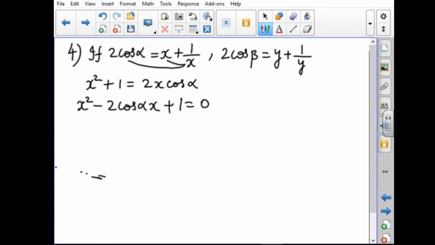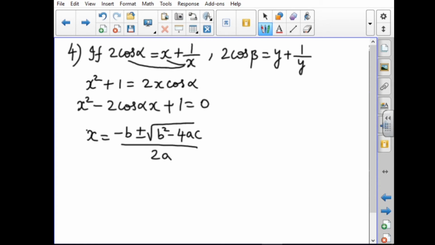Now it is in the form of a quadratic equation. We can write x is equal to minus b plus or minus root of b square minus 4ac divided by 2a. Using this formula, we are going to find out x. Here a is equal to 1, b is equal to minus 2 cos alpha, and c is equal to 1. Substituting all these values, x is equal to minus of minus, it will become plus.